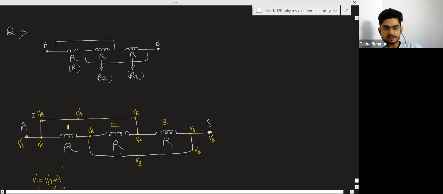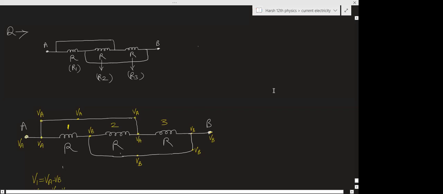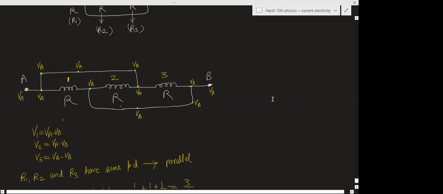Harsh, please tell me one thing, why is the potential on this wire the same? Because if you are moving on this wire, there is no resistance in the path, then the potential remains the same. So can I scroll down a little bit?